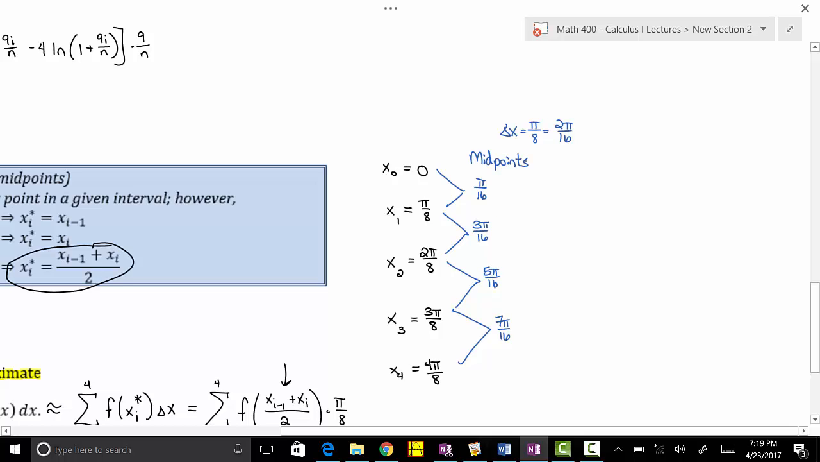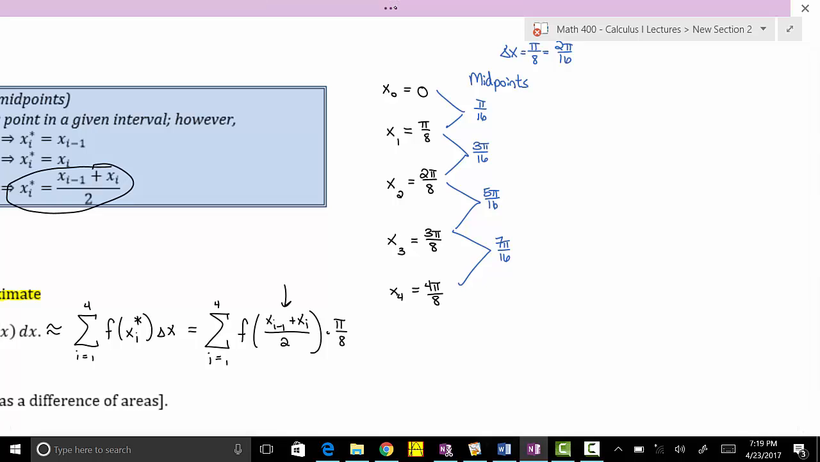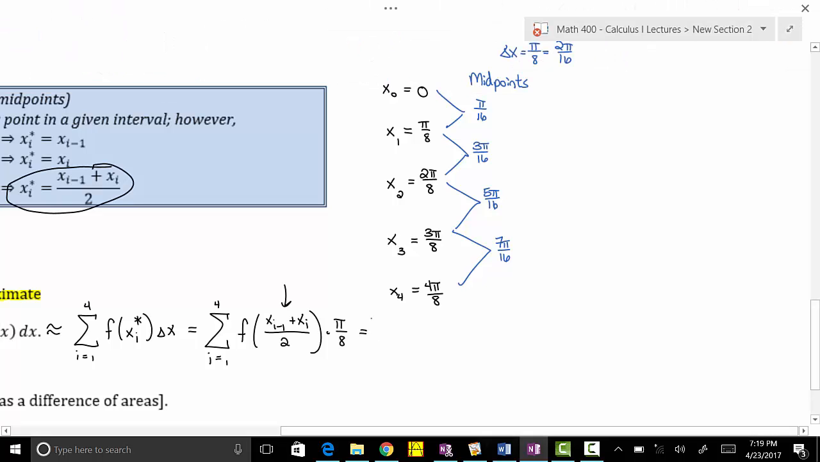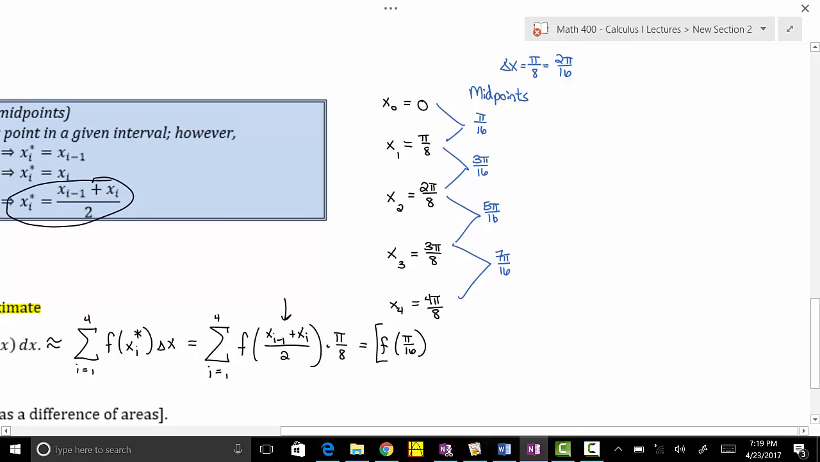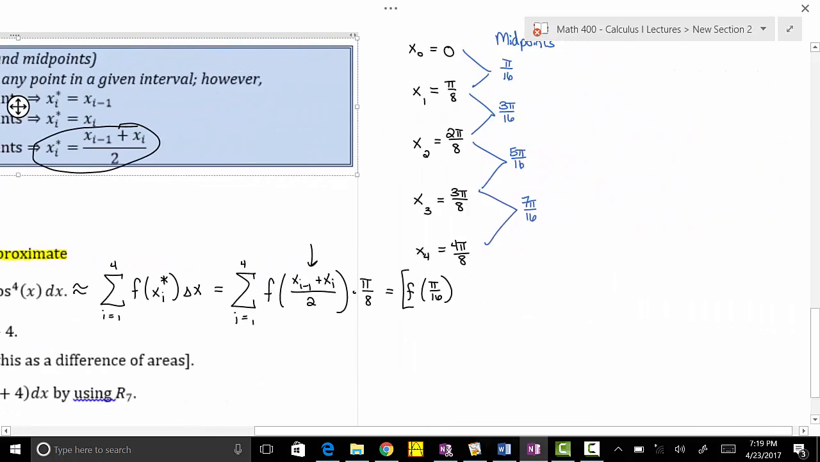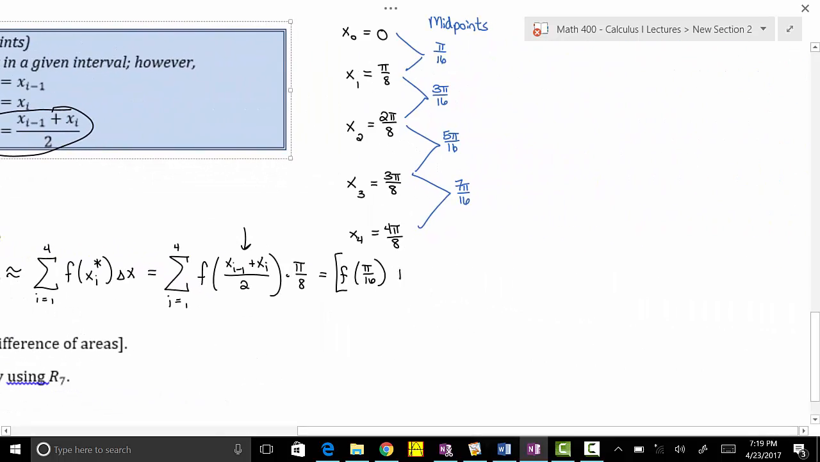So I don't actually have to use any other kind of formula with this. I could just say, okay, great. This summation is the same thing as f evaluated at pi over 16. I'm going to group this all up because it's all going to be multiplied by pi over 8. Plus f of 3 pi over 16, plus f of 5 pi over 16, plus f of 7 pi over 16. And again, this is all multiplied by pi over 8.